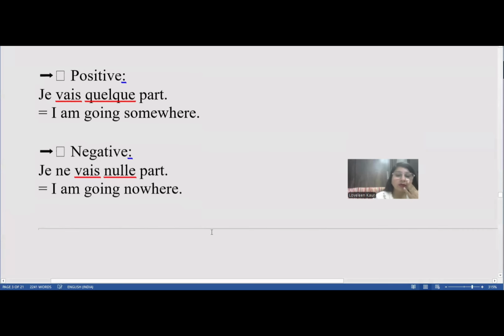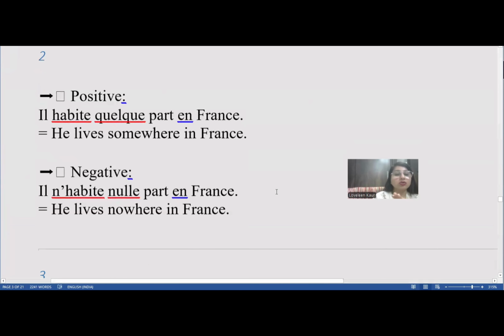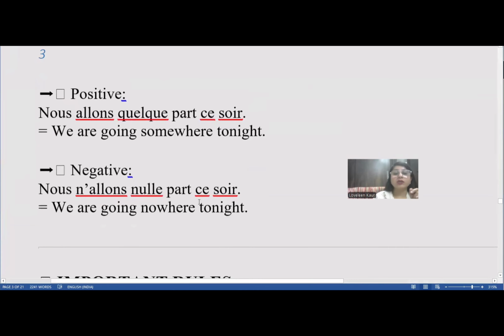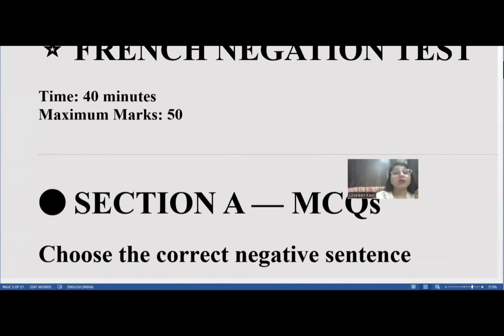I'm not going anywhere. Now, next we have il habite quelque part en France. He lives somewhere in France. And now, if you want to say he lives nowhere in France, we'll say il n'habite nulle part en France. D'accord? So around the verb, we'll put ne and nulle part. Now we have nous allons quelque part ce soir. Nous n'allons nulle part ce soir. We are going nowhere tonight. D'accord?